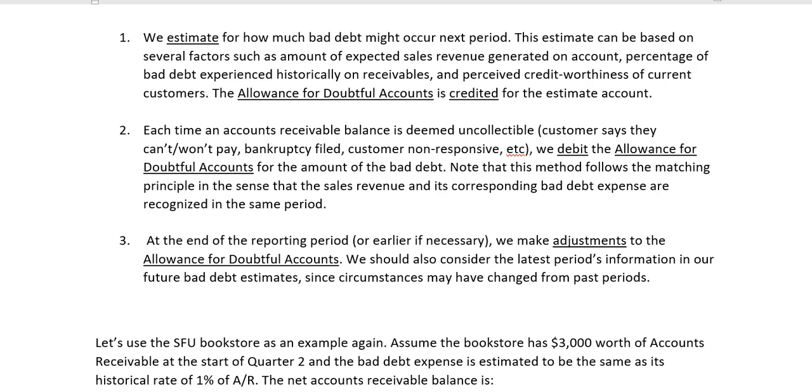Each time an AR balance is deemed uncollectible, because the customer says they can't or won't pay, or there's a bankruptcy filed, or the customer just simply ghosts you, or a whole multitude of other reasons, we debit the AFDA for the amount of the bad debt. Note that this method follows the matching principle in the sense that the sales revenue and its corresponding bad debt expense are recognized in the same period.